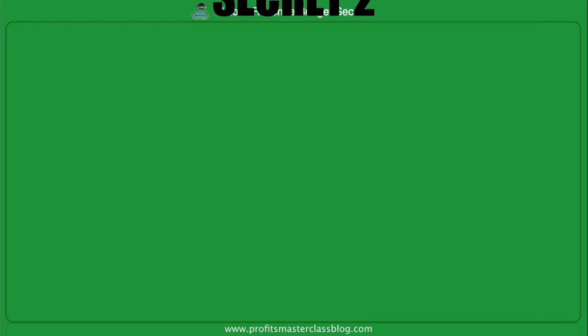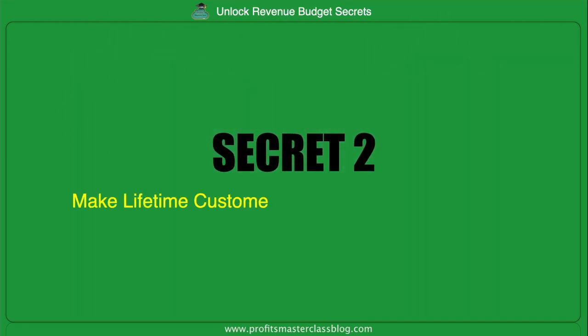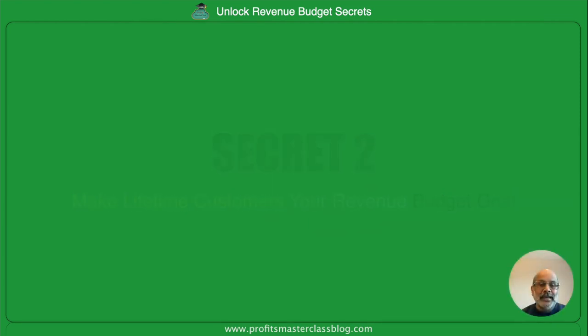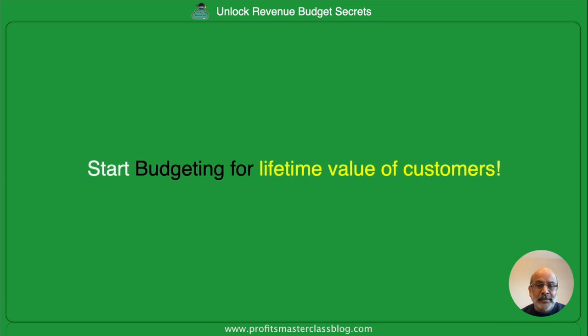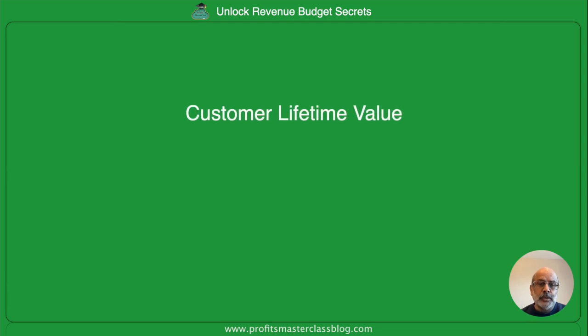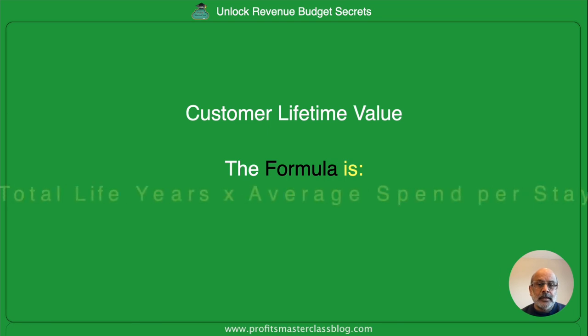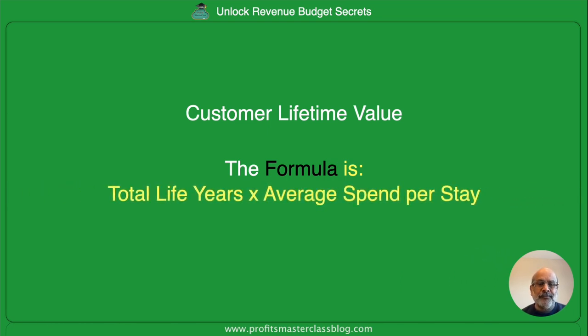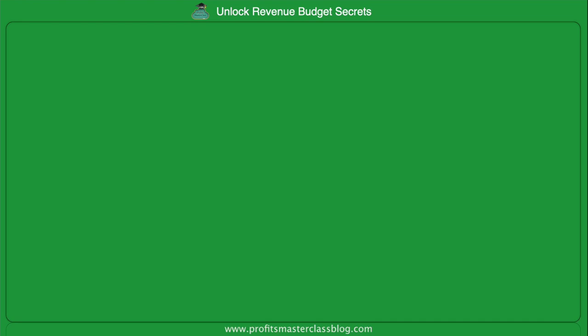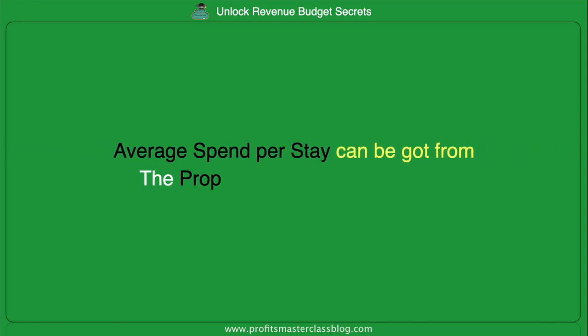And now to secret two: make lifetime customers your revenue budget goal itself and start budgeting for lifetime value of customers. Customer lifetime value can be calculated with the formula total number of life years multiplied by the average spend of the customer per stay. Average spend per stay can be got from the property management system of your hotel.